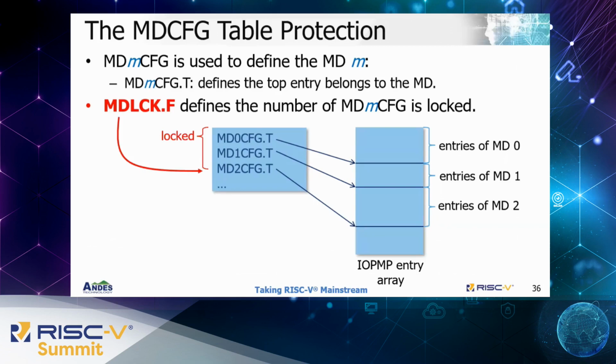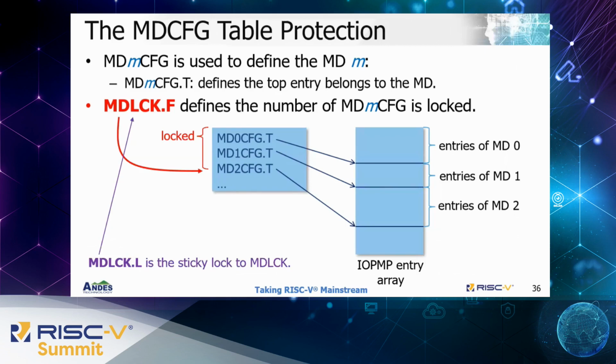Thus, we define MDLCK.F as the number of memory domains which lock T fields and require that the value should not be decreased when written. That is because decreasing the value means unlocking, which is not acceptable. Besides, the L bit of MDLCK is used to lock this register.